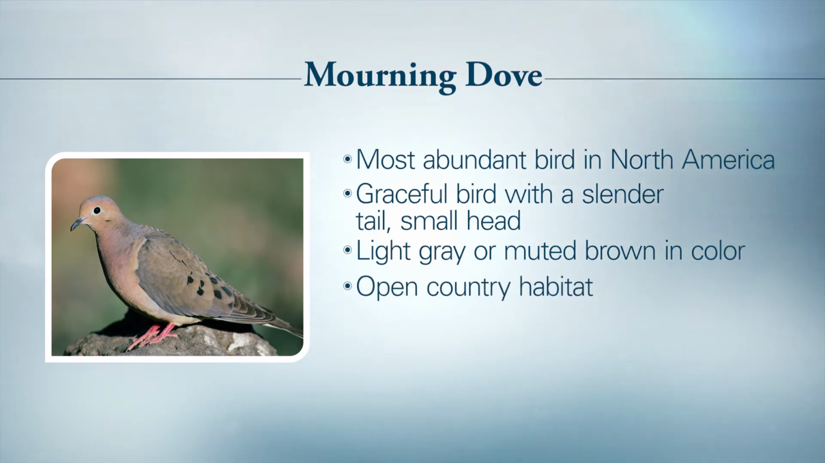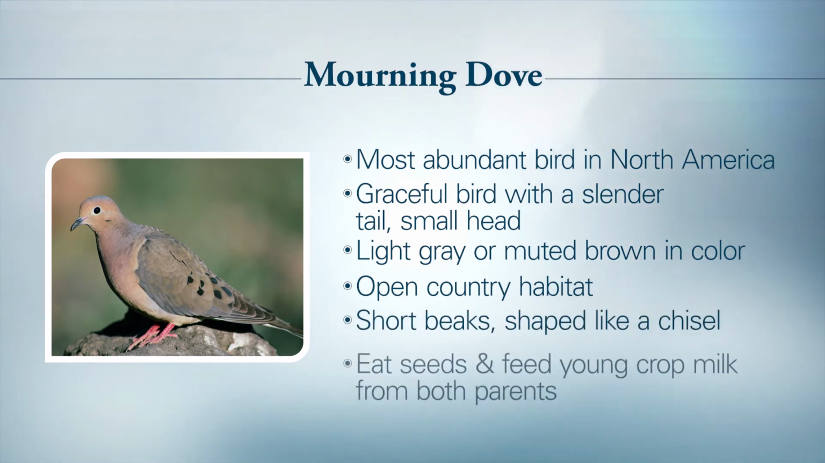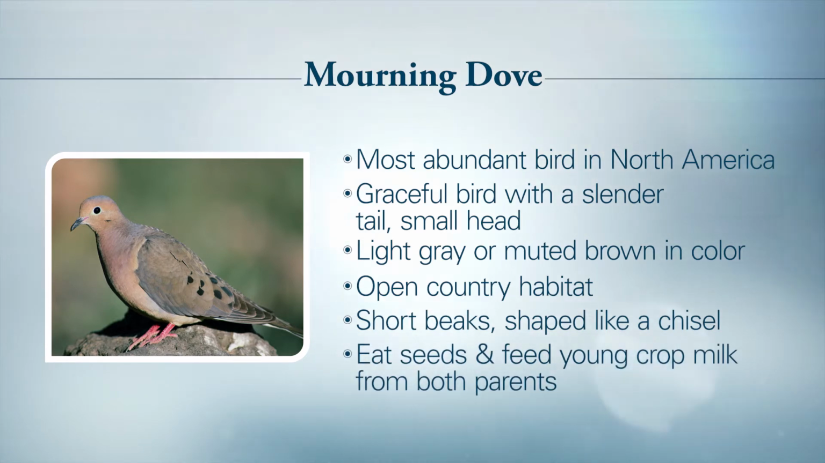Their habitat is one of the open country with lots and lots of scattered trees and woodland edges. Their beaks are short and shaped like a chisel. They eat almost exclusively seeds, but they feed their young crop milk by both of their parents. You will find doves on the ground using their beaks to peck and push, trying to find those seeds.